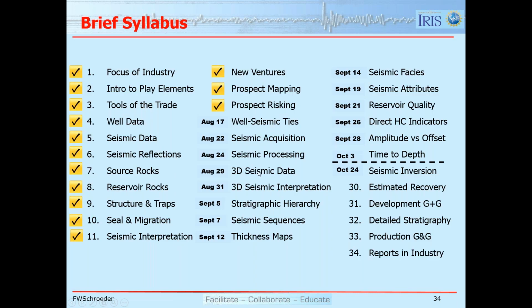I'll bring this up in case we need this for discussions. We've talked about prospect risking, and on Thursday of this week, we'll talk about well seismic ties. And next week, Tuesday, we'll talk about seismic acquisition, and Thursday, we'll talk about seismic processing, both of these at extremely high levels, trying to cover these extensive topics in less than an hour. So I'll turn it over to Dr. Sumi and see if we have some questions from the audience.